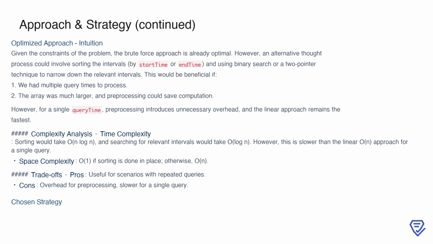Now, while the brute force approach is already optimal for this problem, we can consider an alternative perspective. One potential optimization could involve sorting the intervals based on start time or end time and then using techniques like binary search or two pointers to quickly narrow down the relevant intervals. This approach might be useful in scenarios where we need to process multiple query times or if the dataset is significantly larger. For instance, pre-processing the data could save computation in such cases. However, for a single query time, as given in this problem, this pre-processing introduces unnecessary overhead.